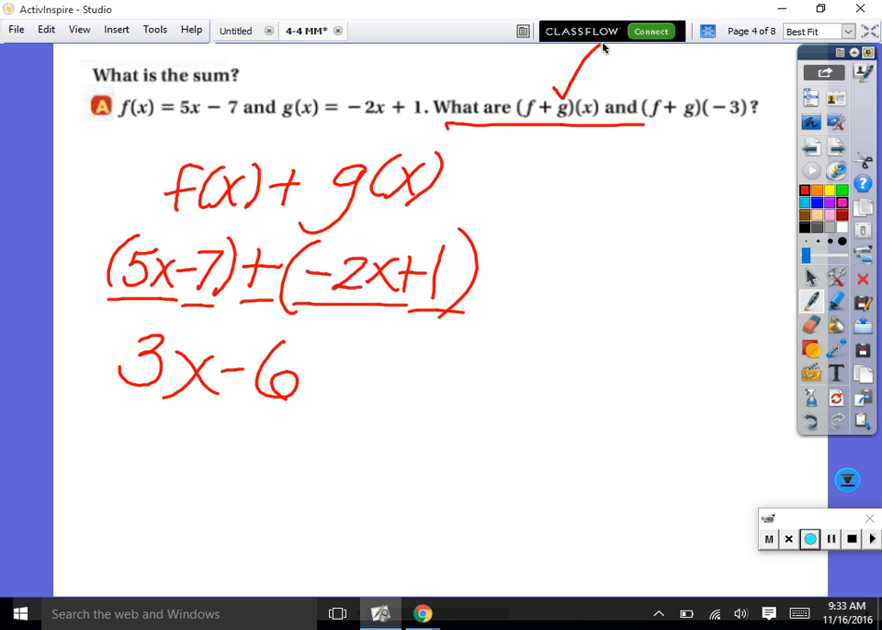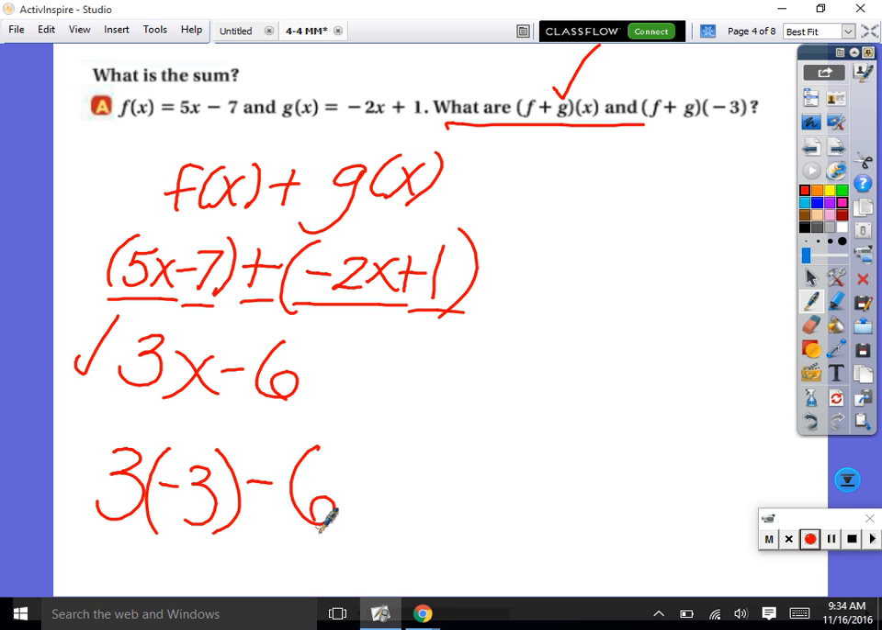Now it wants to know what's f plus g of negative 3. Instead of an x, we want a negative 3 here. Does everybody see that? Now it says, I don't want just f plus g of x, I want f plus g of negative 3. So that would be replacing x with a negative 3 and calculating it.